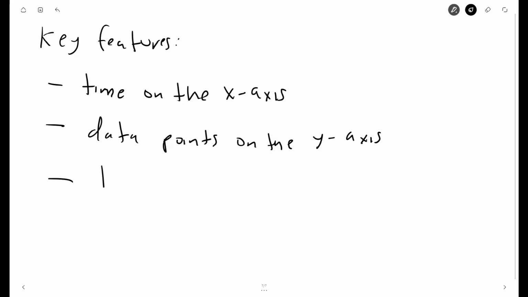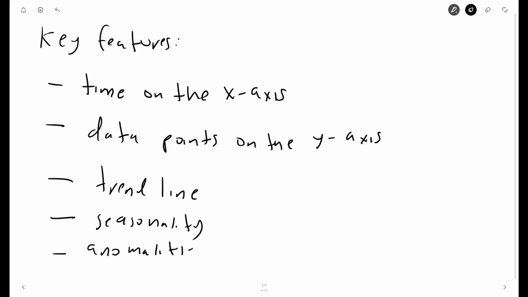We also have a trend line. The trend line is a line connecting the data points showing the trend over the specified period. We have seasonality: recurrent patterns or cycles within the data, such as higher temperatures in summer months. We have anomalies: outliers or unexpected variations, such as a sudden spike in temperature.